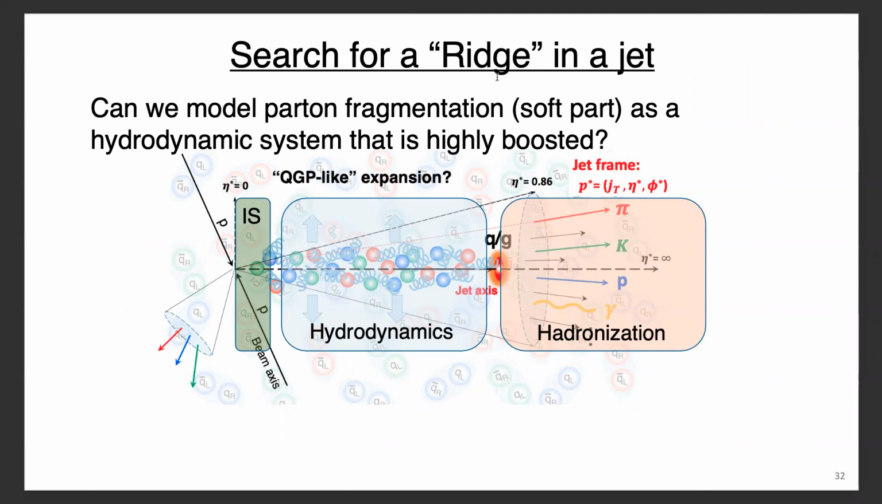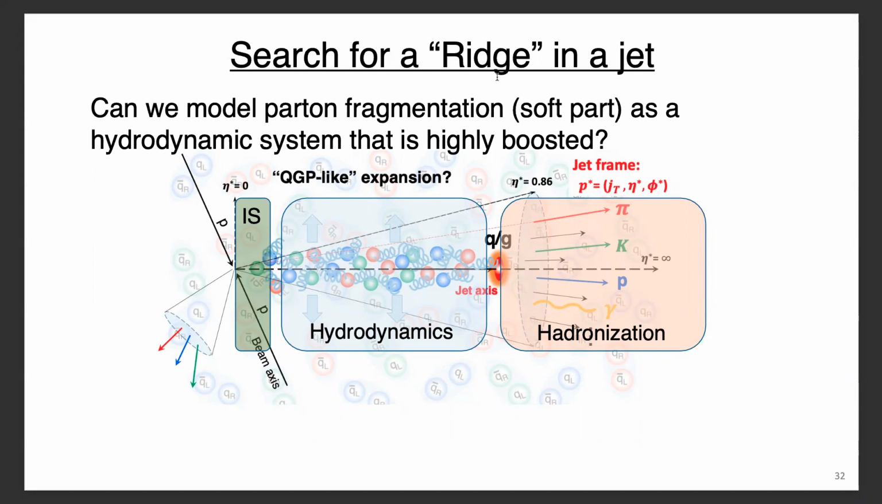Maybe a question to try to motivate interest from the theory side. How can we model this system? Such a system, maybe as a hydrodynamic system. You can think about the QGP that is highly boosted, right? Maybe that can describe the dynamics of jet formation, right? We have never tried that, but who knows?